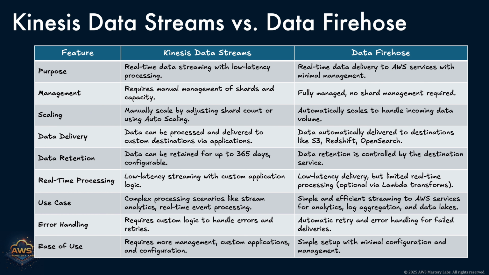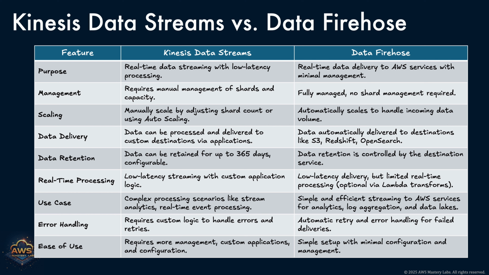Another key difference is in the area of data transformation. While Kinesis Data Streams requires you to build custom data processing applications using services like AWS Lambda or EC2, Data Firehose allows you to apply real-time transformations using Lambda without the need to set up complex applications. This means you can easily filter, enrich, and convert data formats, e.g., from JSON to Parquet, on the fly.